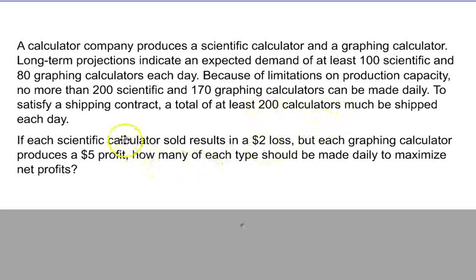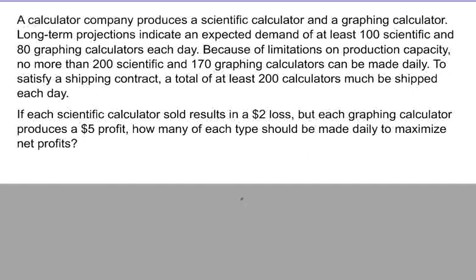To satisfy a shipping contract, a total of at least 200 calculators must be shipped each day. And each scientific calculator produces a $2 loss, and each graphing calculator produces a $5 profit. How many of each type should be made to maximize the net profits every day? Okay, so that's the problem, and we're going to be referring to it a lot.